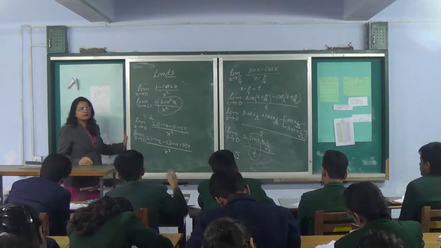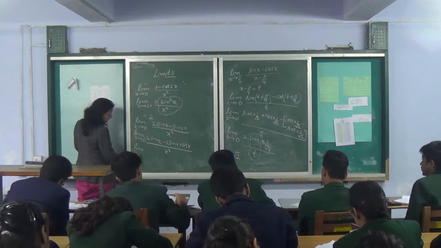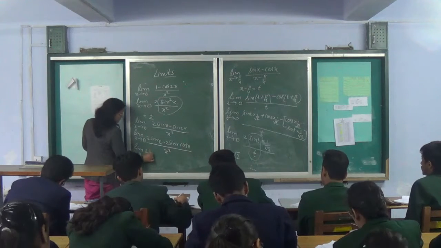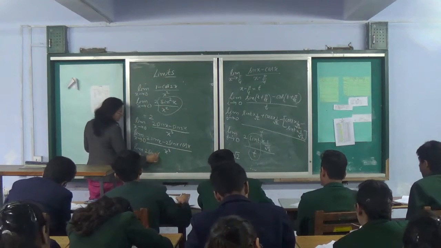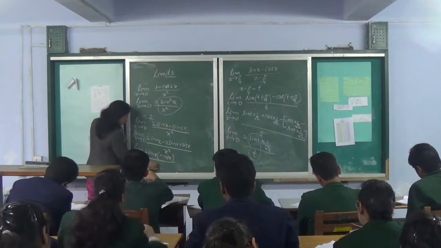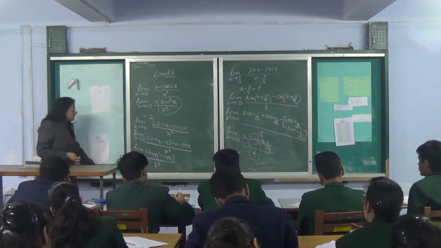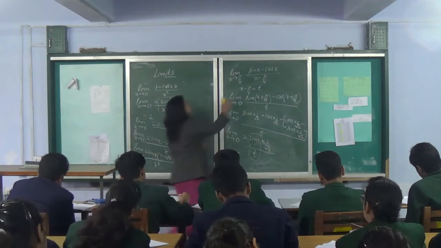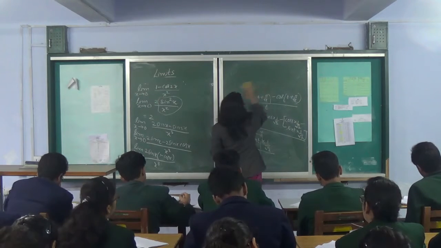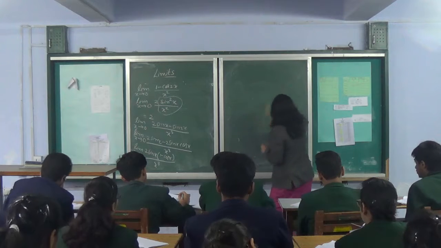Right. Take 2 sin x common. Limit x tending to 0. Take 2 sin x common. What are we left with? 1 minus cos x. Now write x cube as x into x square. Then still it is of the form 0 by 0, right?